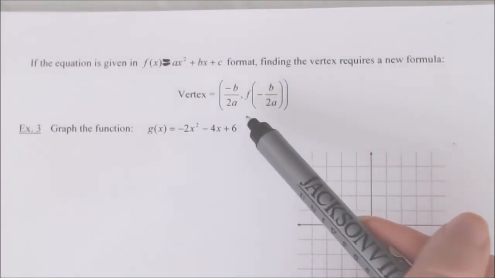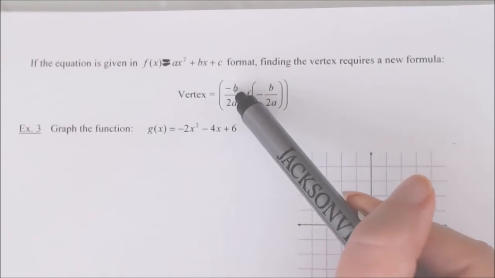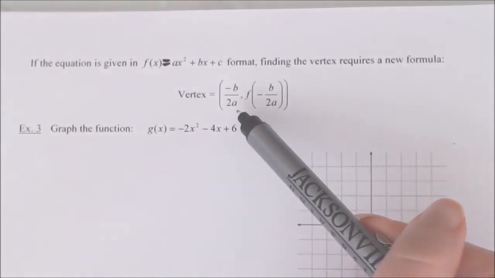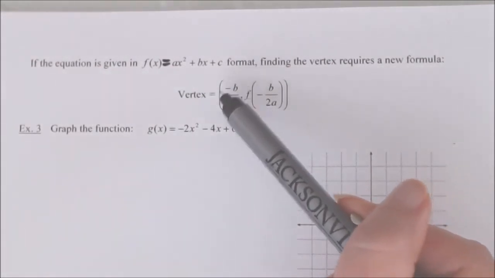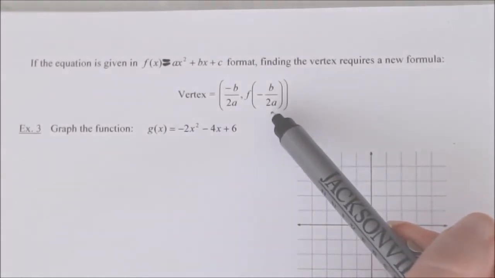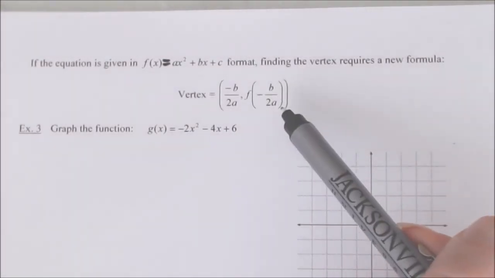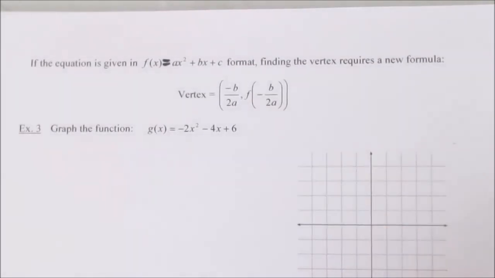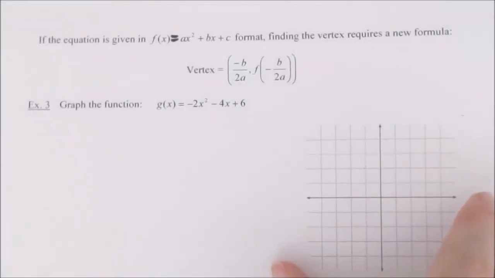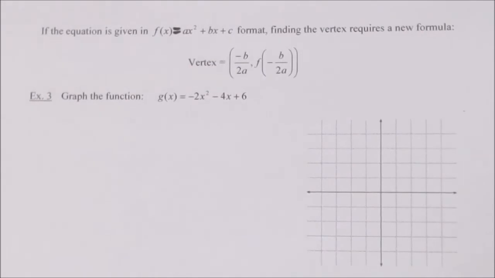The x coordinate for the vertex, we're going to figure it out by taking -b and dividing it by 2a. And then to get the y coordinate, we're going to take that number and substitute it into the function to get the corresponding y value. This looks intimidating. It's not as bad as it looks. Let's try one. So they want us to graph this function.